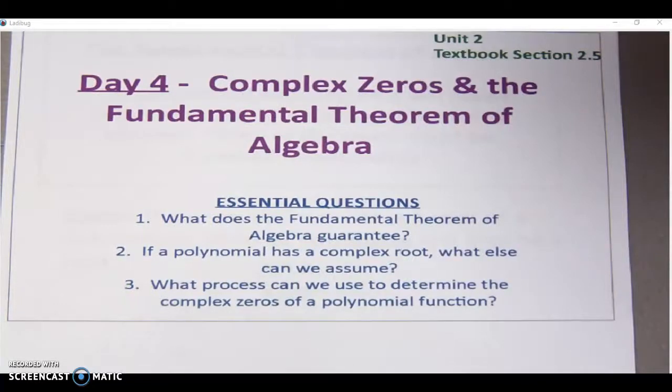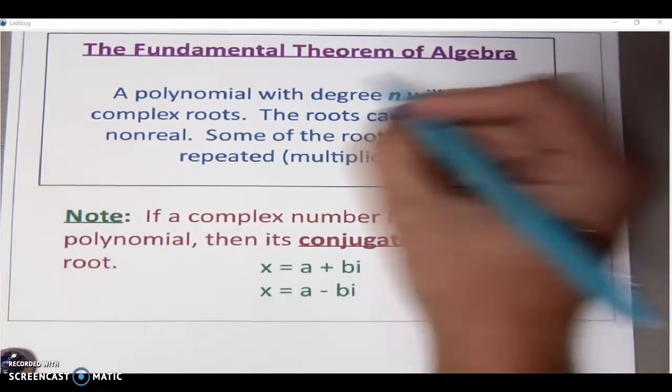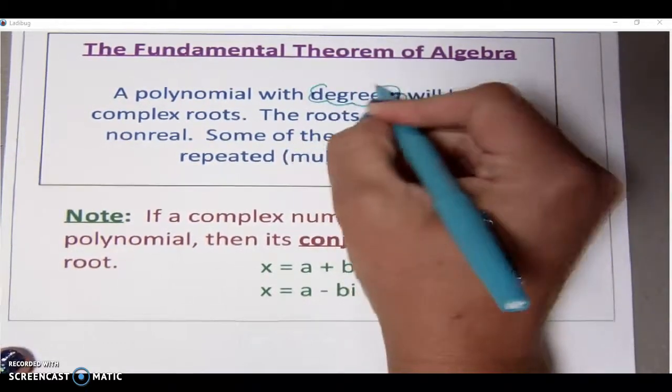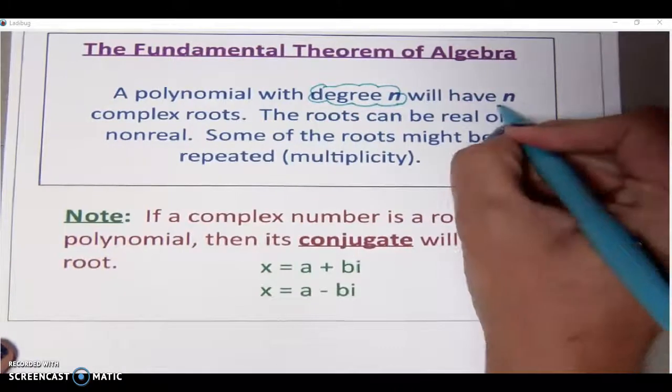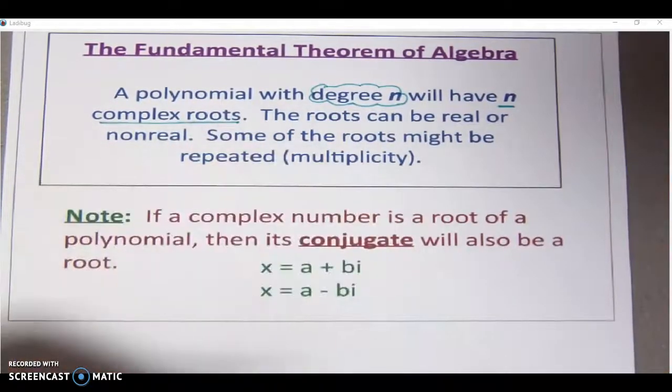Today we're going to be talking about day 4, which is complex zeros and the fundamental theorem of algebra. So we're going to take a look at the fundamental theorem of algebra first. It says a polynomial with degree n will have n complex roots. So if the degree is 5, then it's going to have 5 solutions.